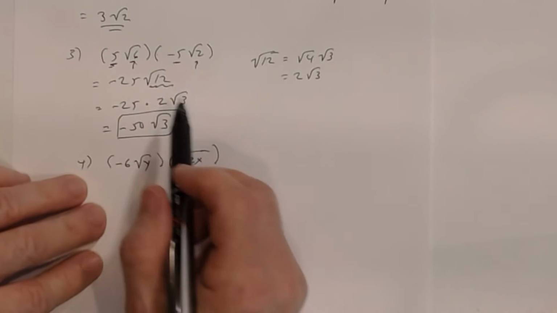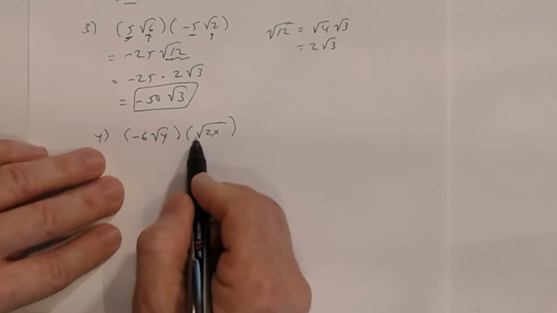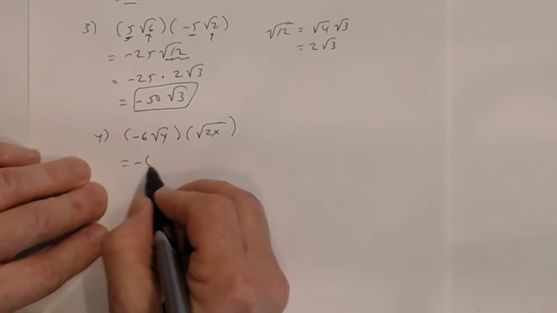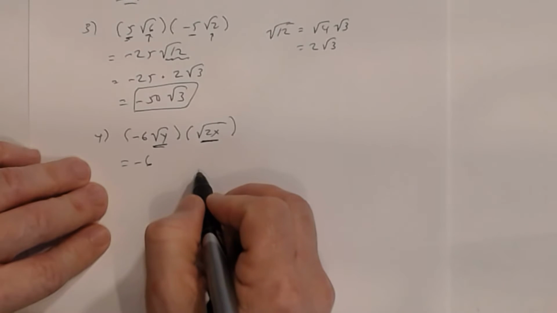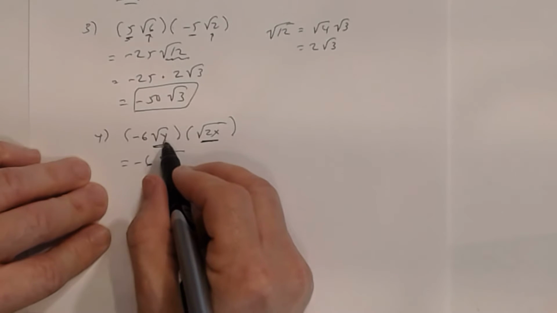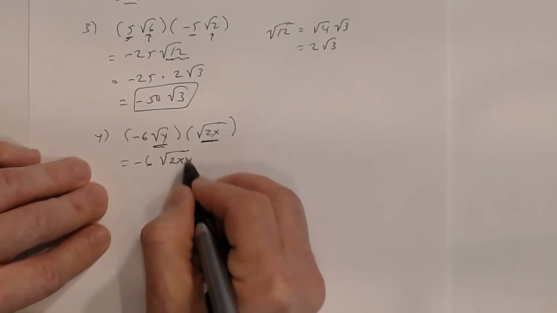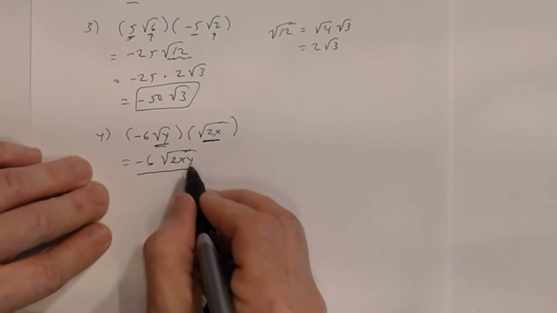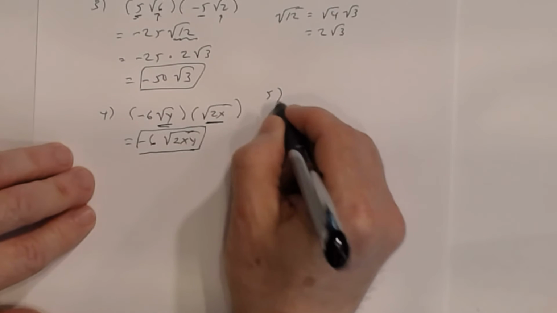So let's think about what we did here. Negative 6 times 1 is negative 6. The square root of y times the square root of 2x, I can write this as 1 square root just by multiplying the radicands together. Y times 2x is just 2xy. And there's nothing else I can do. I cannot simplify this any further. So that's your answer.